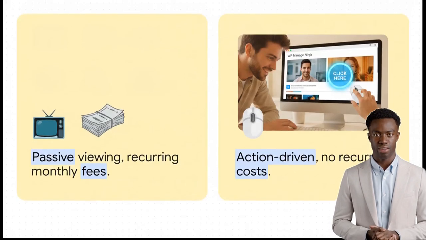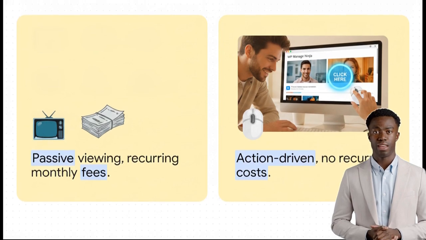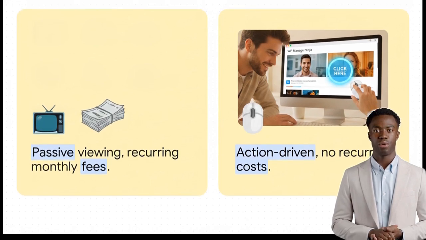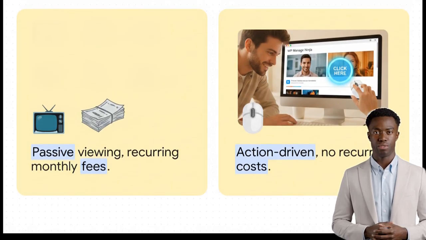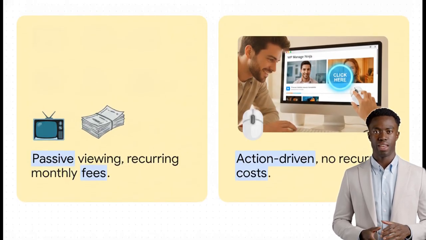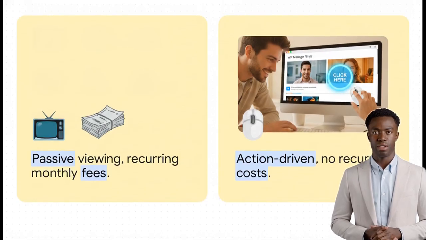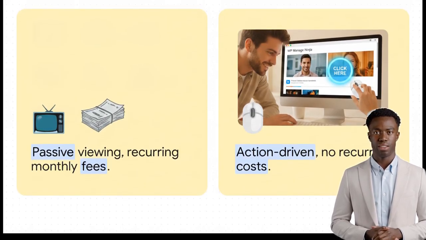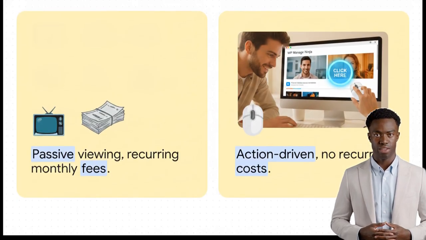To fix this, the documentation contrasts what we're used to with a totally new approach. Usually, video embedding is super passive. You pay a recurring fee every month just so your viewers can hit play and sit back. But this new interactive model is completely action-driven. It's designed to actually engage the user directly while they watch. And the best part, it operates without those recurring costs. It's a fundamental shift in how we actually think about and monetize our video assets.